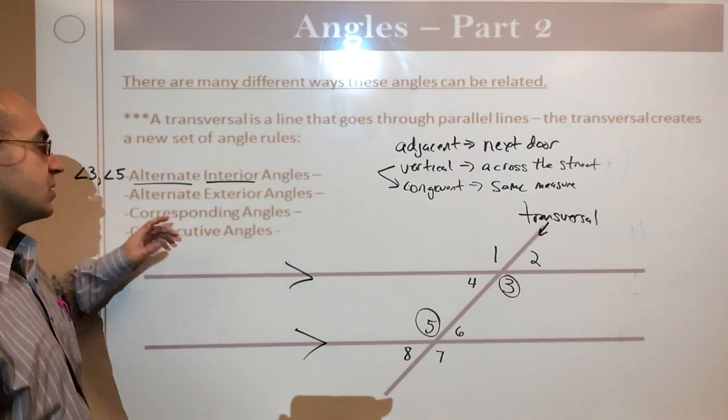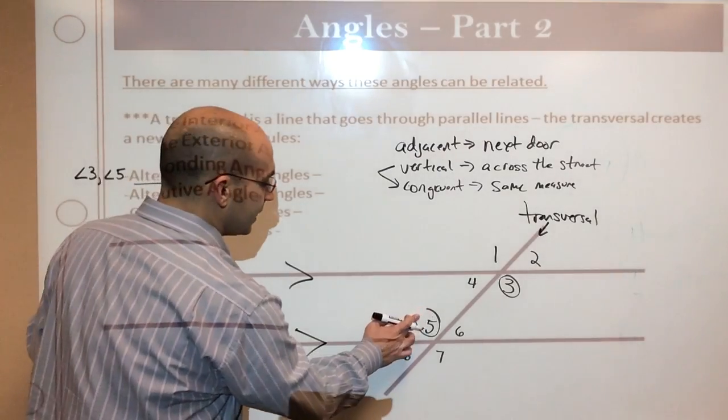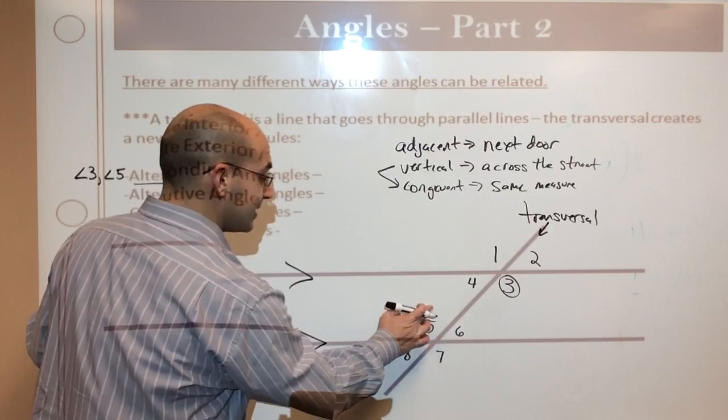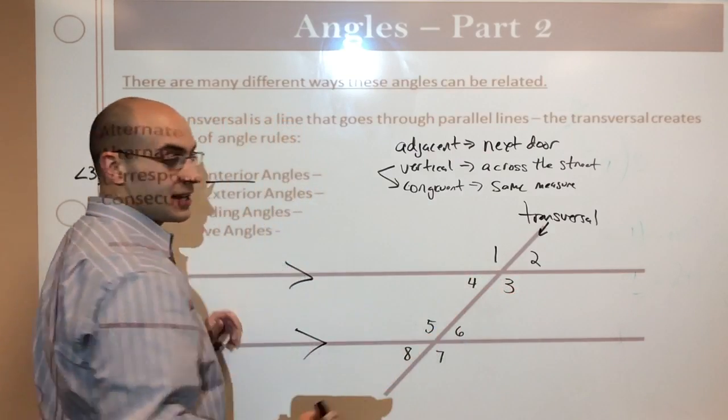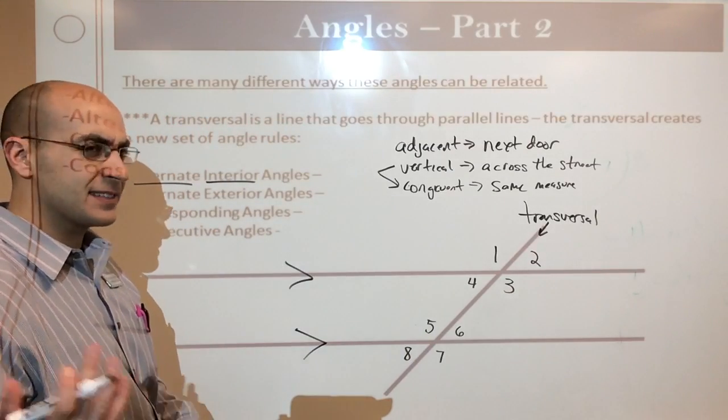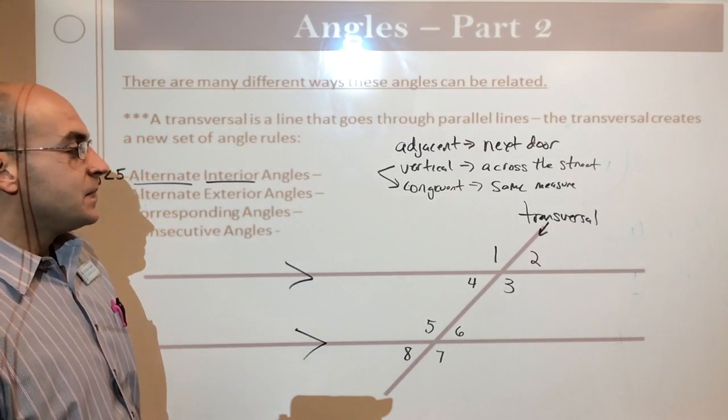Alternate exterior angles. So this is the second thing. Alternate exterior angles. Exterior is outside the house, right? So exterior design, exterior decorator, things like that. I don't know if that exists actually, but whatever.